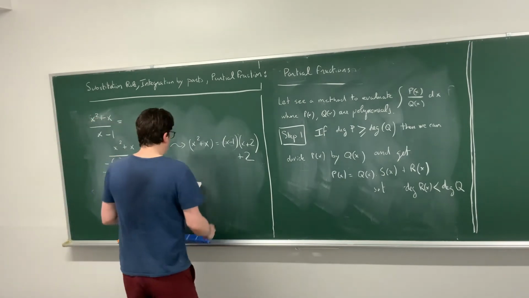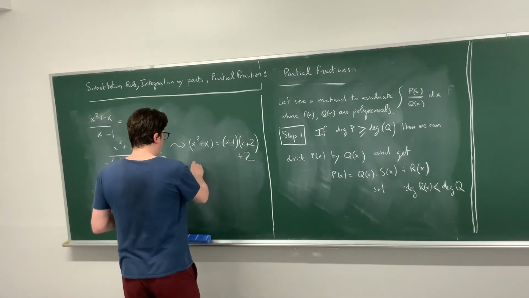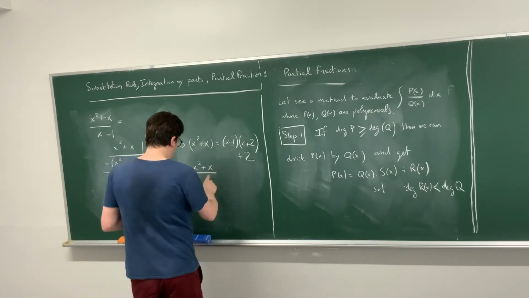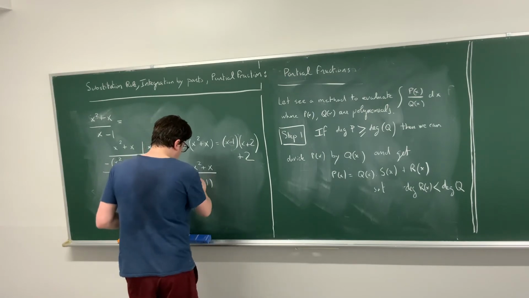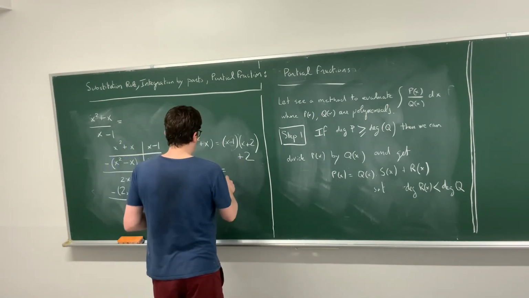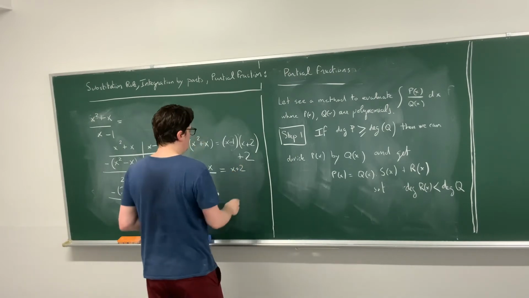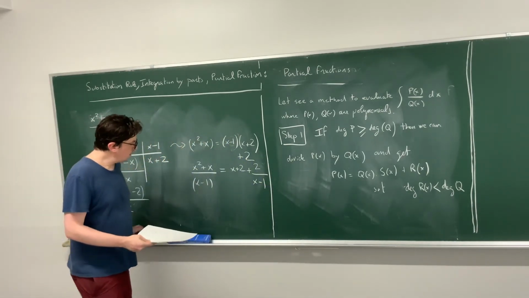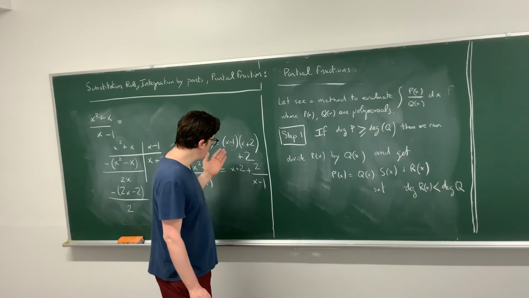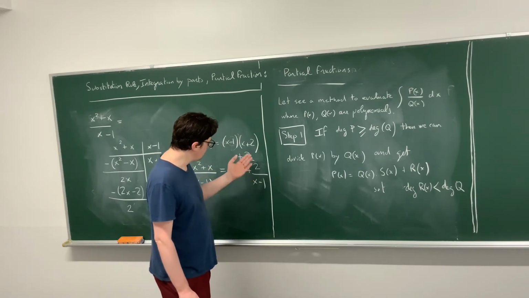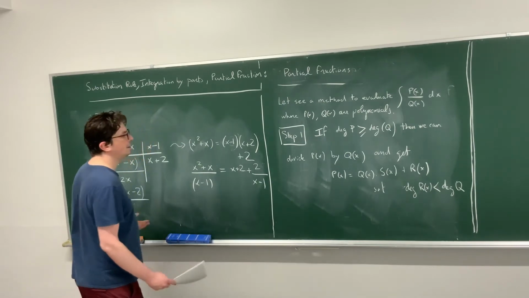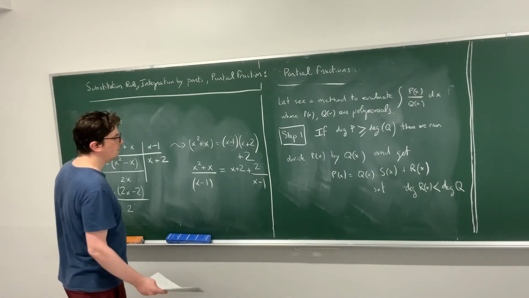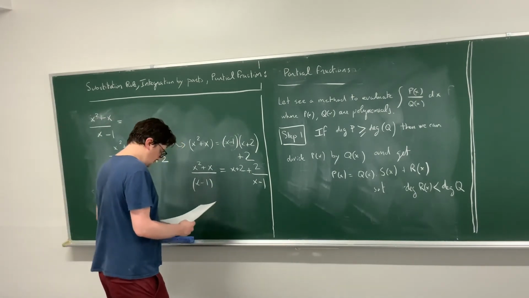That's right. So in particular, I conclude what? I conclude that x squared plus x, and here I divide by x minus 1, will be equal to x plus 2 plus 2 over x minus 1, right? And I can calculate the antiderivative of x plus 2, and I can calculate the antiderivative of this. So now I can evaluate basically my integral. Okay, so once you have done this, this is super.